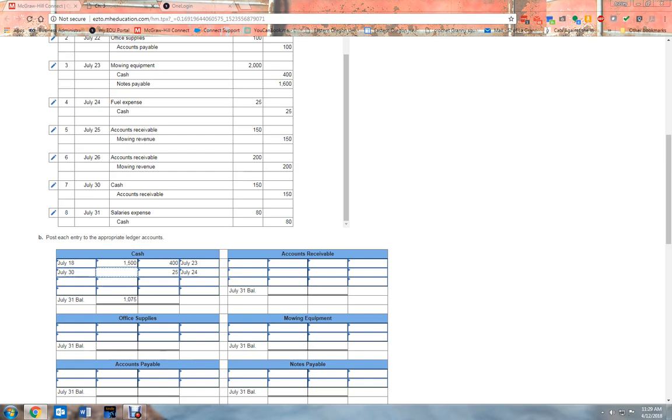So I need to go pull down that number. And that was $150. So that takes care of that. And then the last one, July 31st, I had an $80 credit entry. So adding together my debits, subtracting my credits leaves me with a debit balance in cash of $1,145.